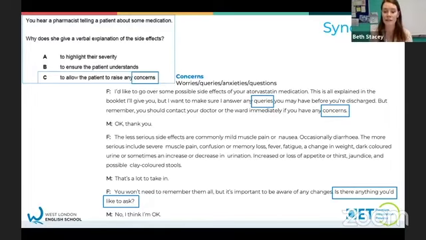And this is because of the second sentence. This is all explained in the booklet I will give you, but I want to make sure I answer any queries you may have before you're discharged. So it means I want to answer any of your questions before you're discharged. So that's the reason, even though it's explained in the booklet, the reason she's doing it verbally is so that she can answer any questions that the patient has.